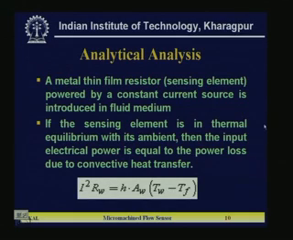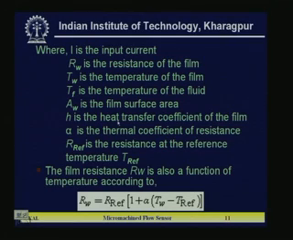Now, when it is in thermal equilibrium, the power through the resistance is I square Rw, where Rw is the resistance of the metal thin film, which is nickel here. Now, this must be equal to H into Aw into (Tw minus Tf). Here H stands for the heat transfer coefficient of the film, Tw is the temperature of the film, and Tf is the temperature of the fluid.